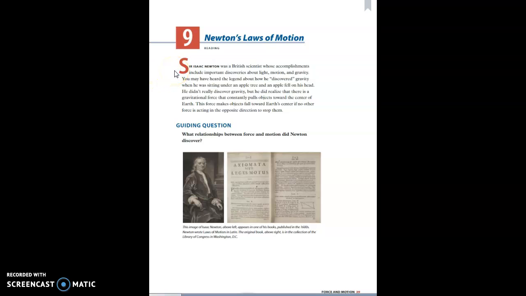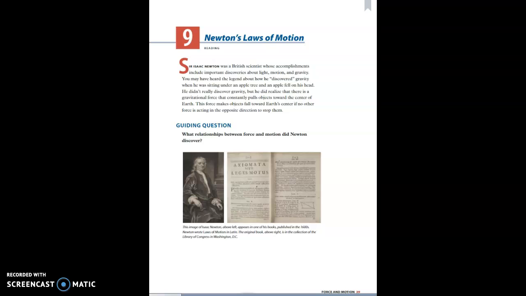Sir Isaac Newton was a British scientist whose accomplishments include important discoveries about light, motion, and gravity. You may have heard the legend about how he discovered gravity when he was sitting under an apple tree and an apple fell on his head. He didn't really discover gravity, but he did realize that there's a gravitational force that constantly pulls objects toward the center of the earth. This force makes objects fall towards Earth's center if no other force is acting in the opposite direction to stop them.